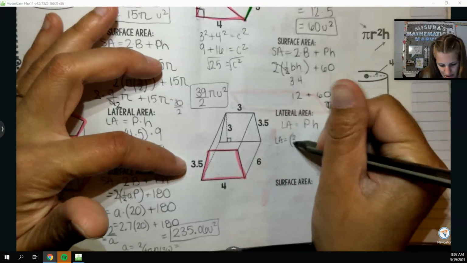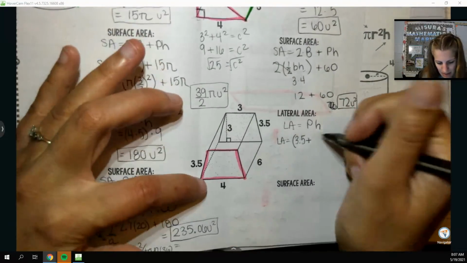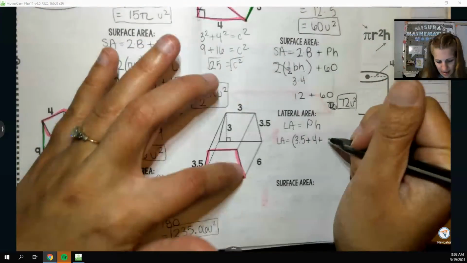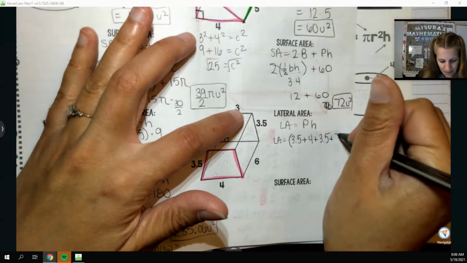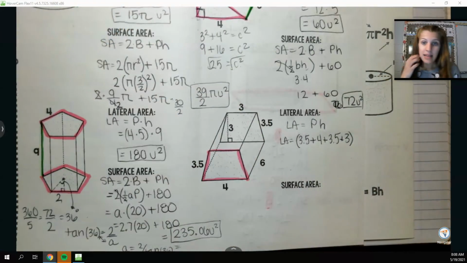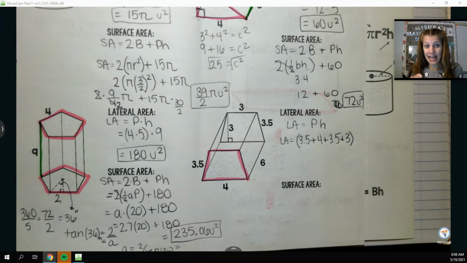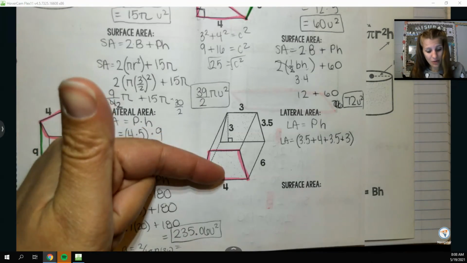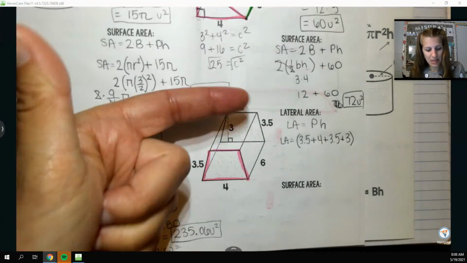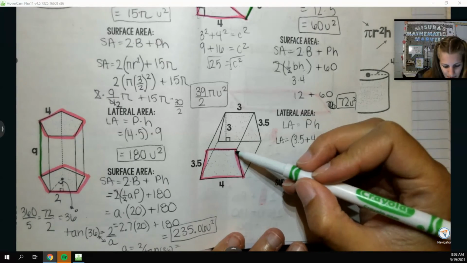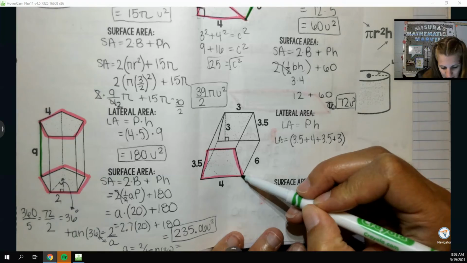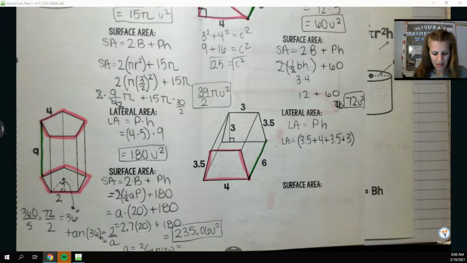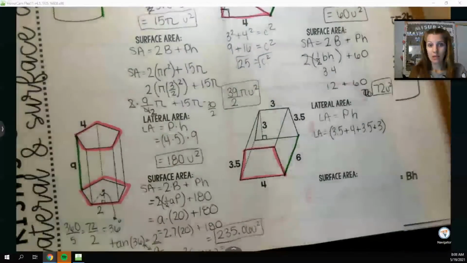This left side here is 3.5. The bottom is 4. This side is 3.5. And then the top is 3. Then when we're talking about height, we're talking about height from base to base, which doesn't always mean up and down, right? If I need to go from trapezoid to trapezoid, I'm actually going front to back. And so if I travel from the front to the back, the only place they show me that is right here. So the 6.